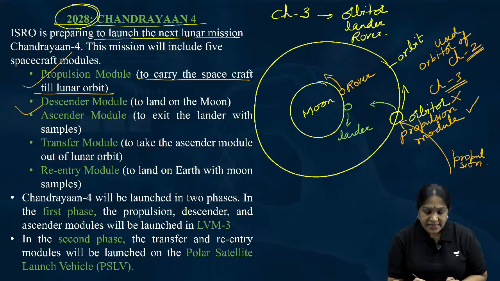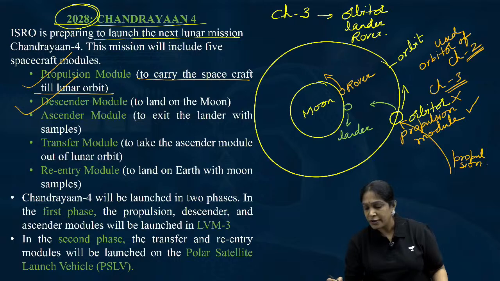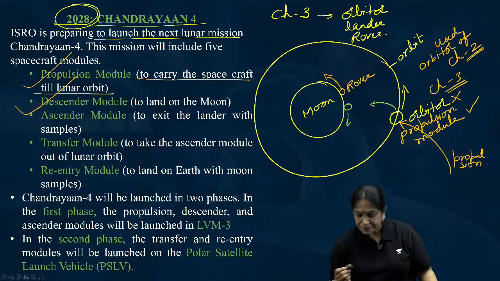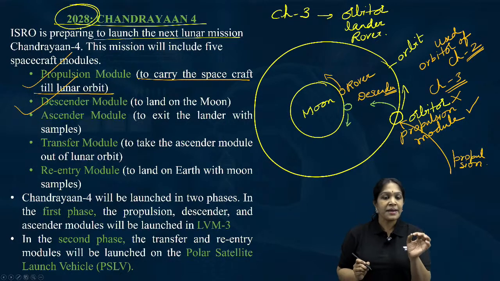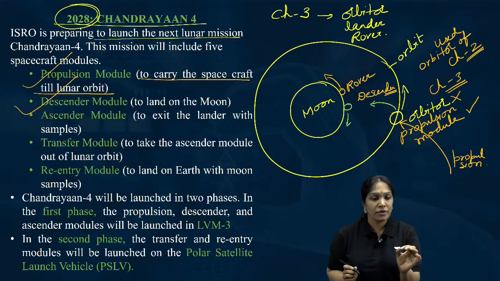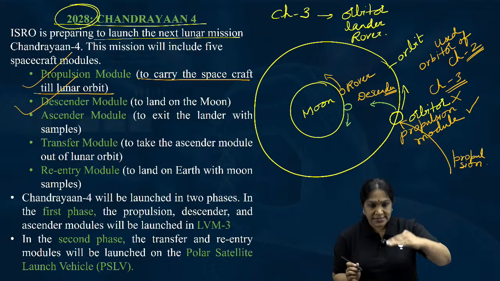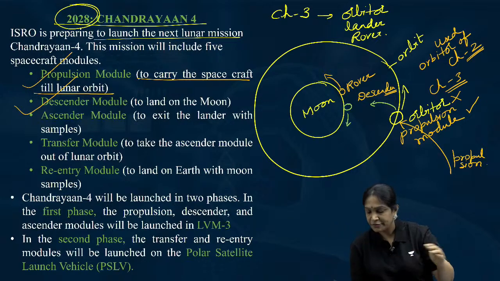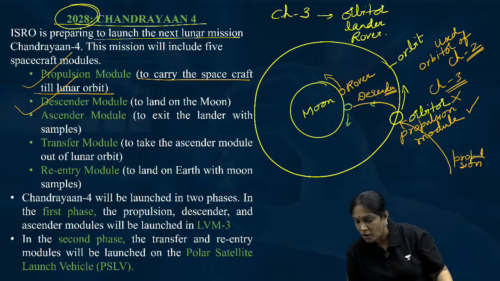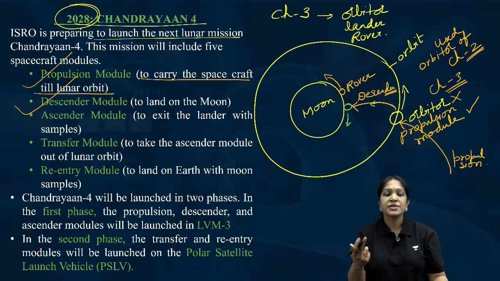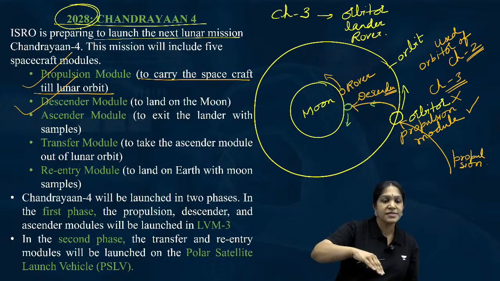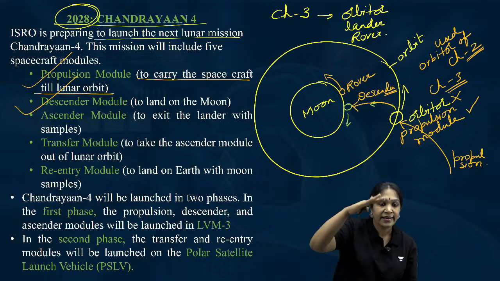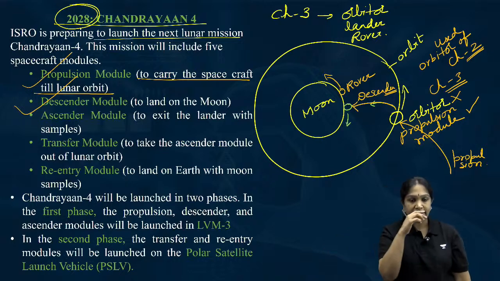Next one, descender module. Descender module is like this. All of you, from the name, tell me what the descender module will do. It will make a descent from the orbiter till the surface of the moon. Come down from the orbiter till the surface of the moon. The altitude will decrease.